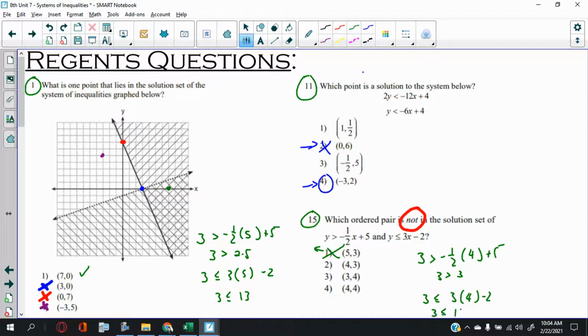3 is less than or equal to 12 minus 2, which is 10. That's true. So this statement is true, but the other one is not, and that makes this point not a solution. Now, technically, I've got to tell you something.